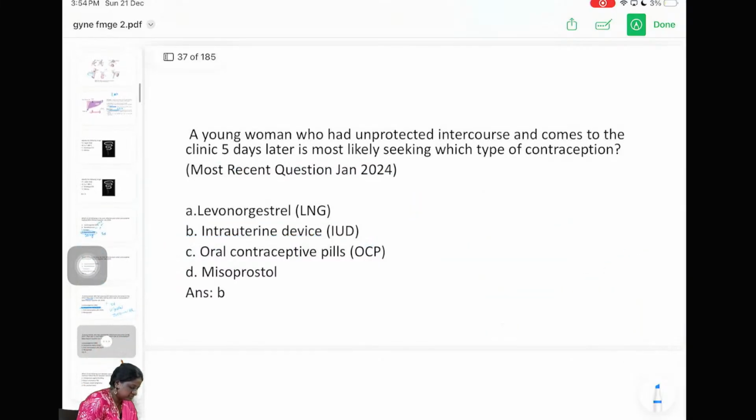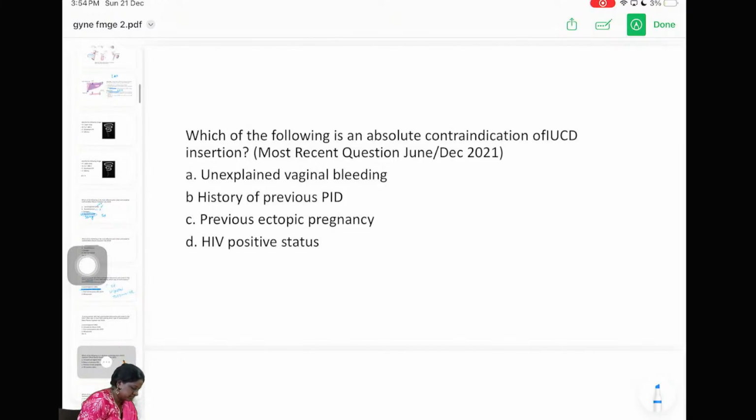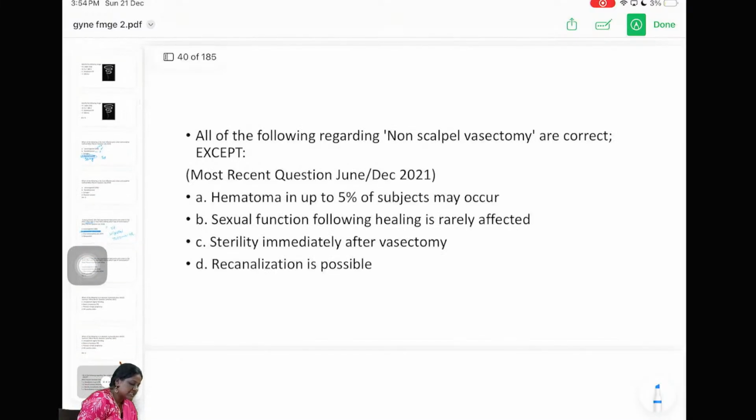Which of the following is an absolute contraindication of IUCD? Superb. Non-scalpel vasectomy. What is correct? I mean, what is not correct?